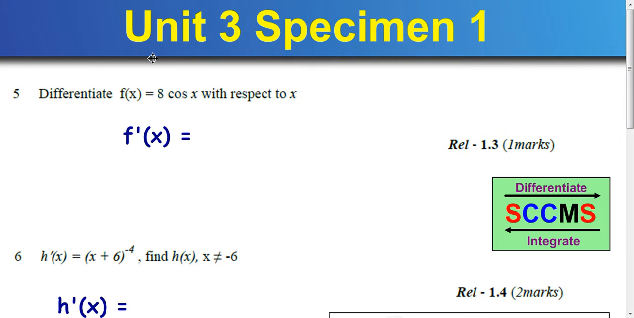In this lesson we're going to look at the integration and differentiation in the Unit 3 Specimen 1 NAB, Higher. So the first question, differentiate 8 cos x with respect to x.